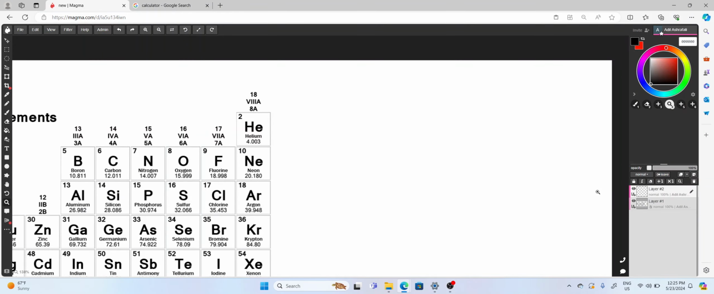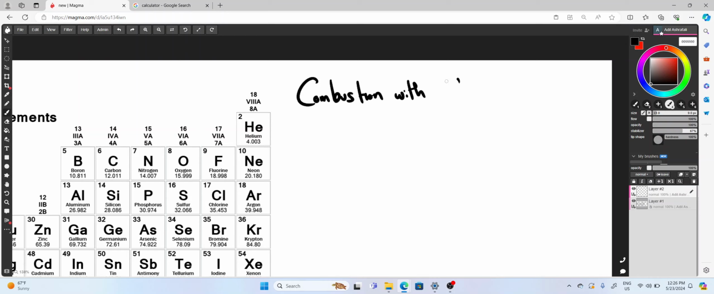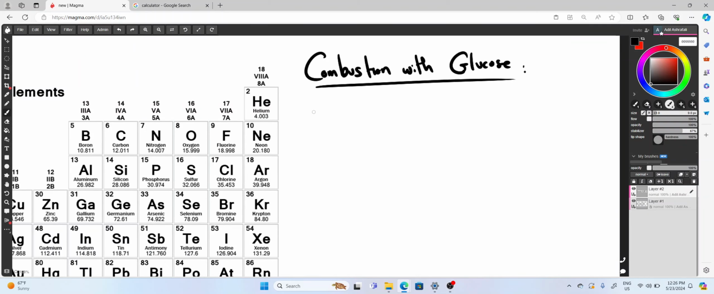Today I'm going to be teaching you all how you can find the limiting reactant of different chemical equations. So let's say we're doing a combustion reaction with glucose, and we want to find what the limiting reactant in this is. Glucose, of course, is represented as C6H12O6. And let's just say for this problem, we have 25 grams of glucose.